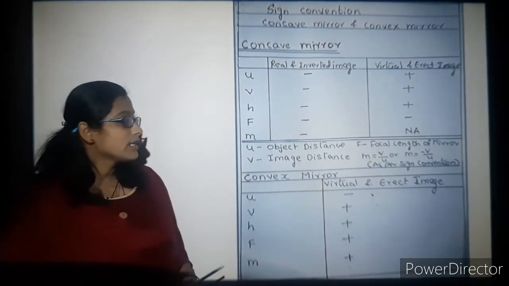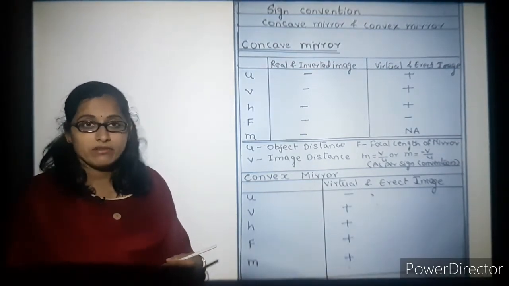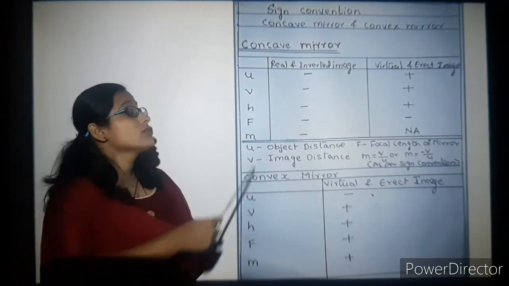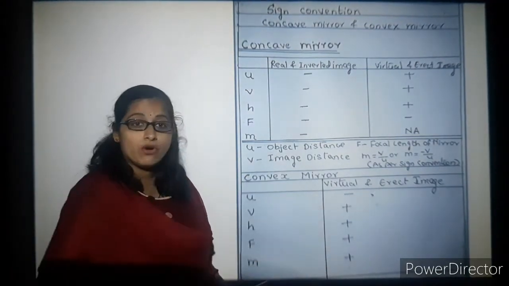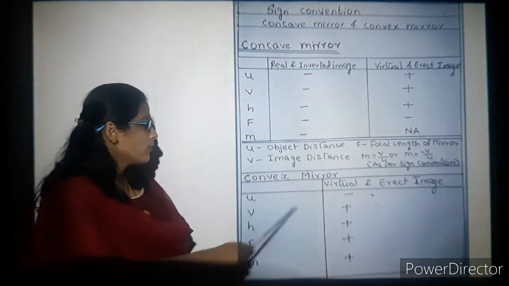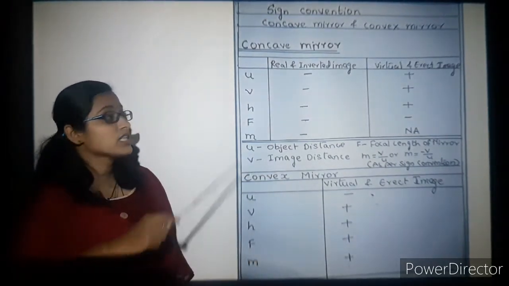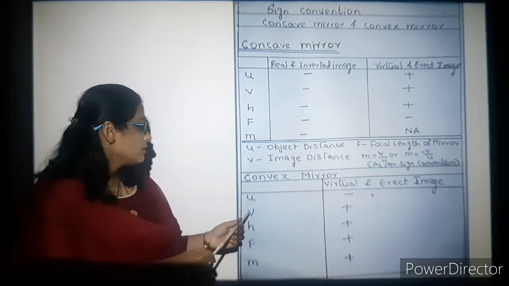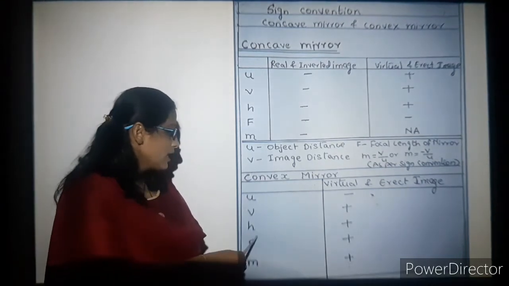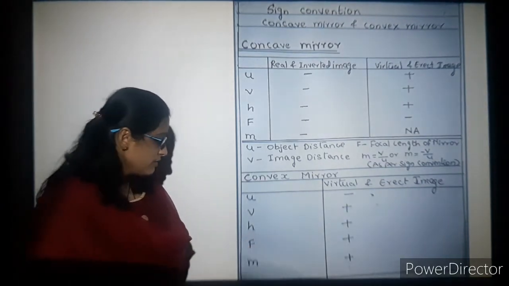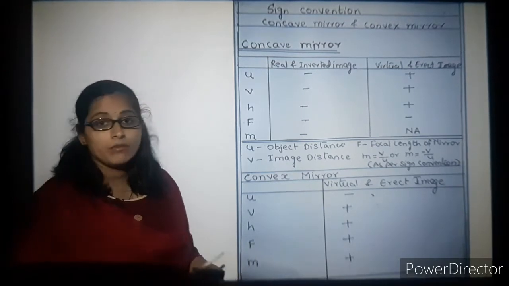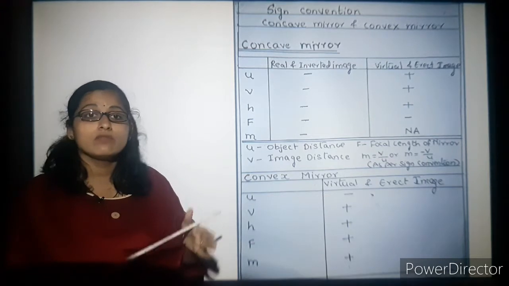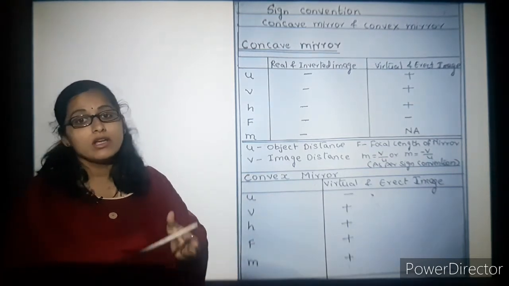Magnification might be positive or negative with respect to the sign convention, as I have mentioned here. So let's know about the convex mirror sign convention. For a convex mirror you need not get confused, because only a virtual and erect image is formed. Here U will only be negative, everywhere with respect to mirror or lens. V is positive, height is positive, focal length is positive, and magnification is not given. So with respect to sign convention, magnification will either be positive or negative.